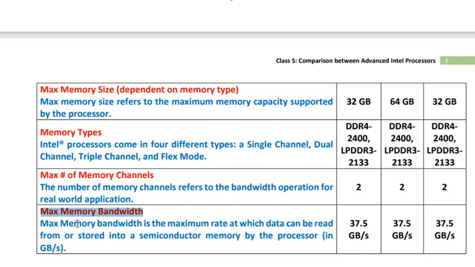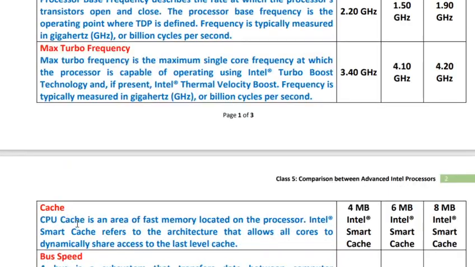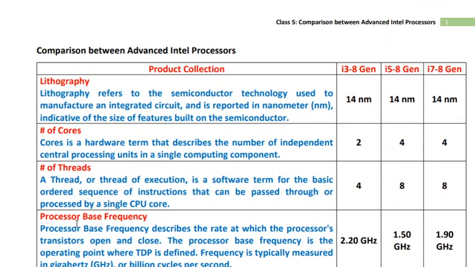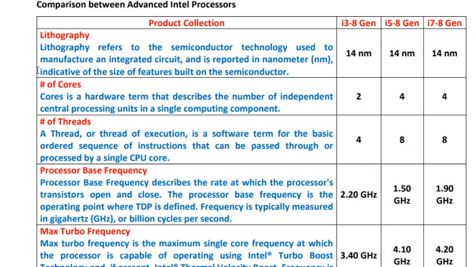Before starting the comparison process, let us try to understand what the individual aspects refer to. Now, lithography. Lithography basically refers to the semiconductor technology that is used in order to manufacture an integrated circuit, and it's often referred to in a unit called nanometer. It is indicative of the size of the feature built on the semiconductor.